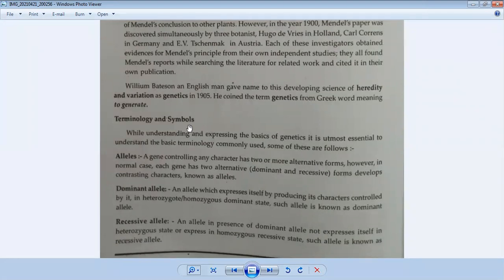Next part, that is terminology and the symbols which are utilized in the Mendel's experiment.